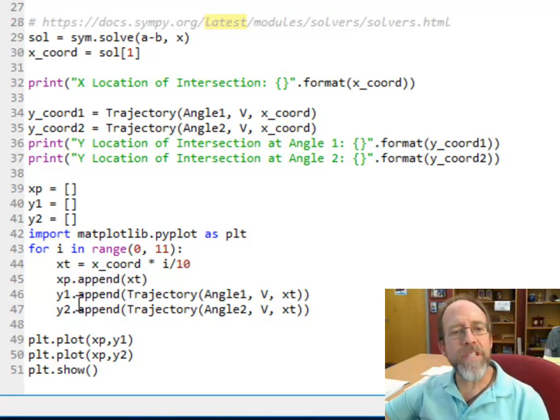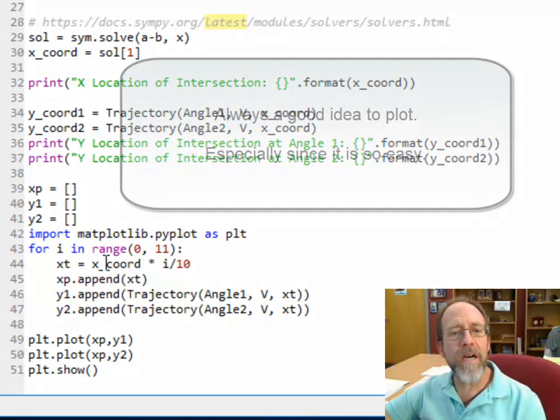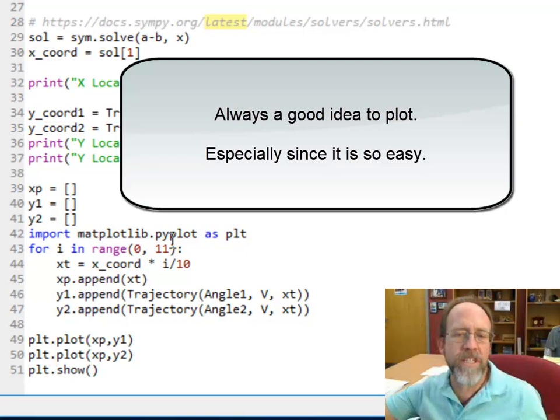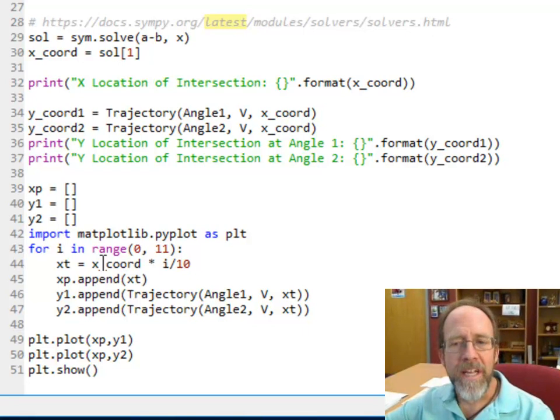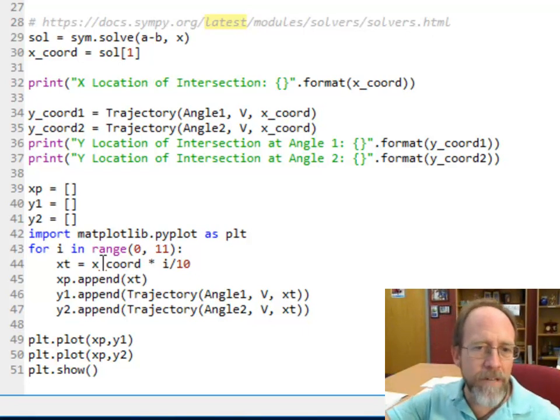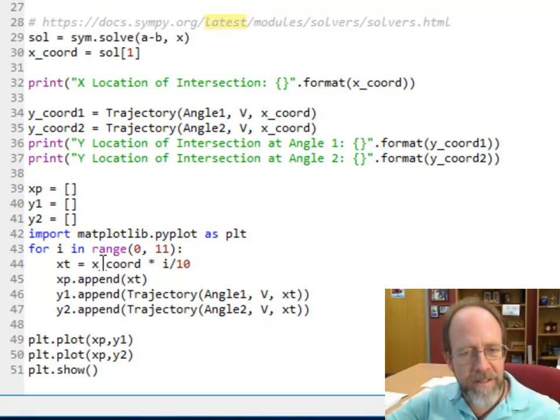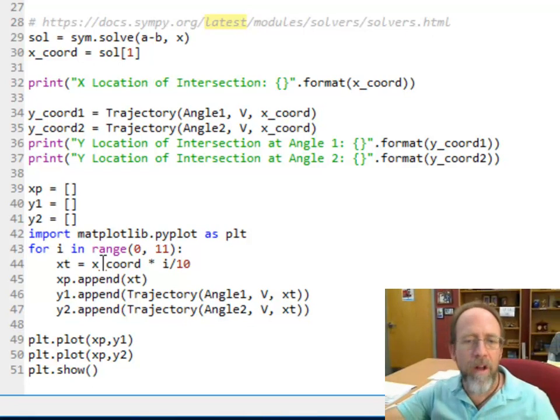Then the last thing I'm going to do, down here, is actually plot it. I'm going to create xp for a range of x variables, y1 and y2, and I'm just going to use matplotlib. I'm going to make 10 points along it, though I could have used as many as I wanted. The x coordinate is the largest value because it goes from 0 to the x coordinate. That's where the ball actually goes along the x-axis, from 0 to the x coordinate.